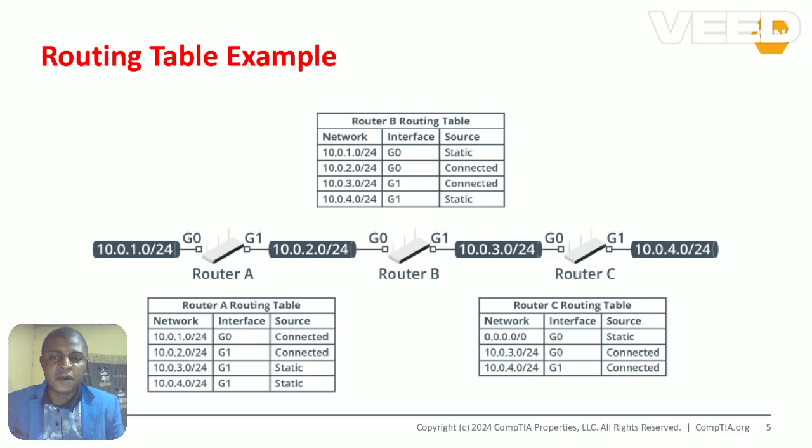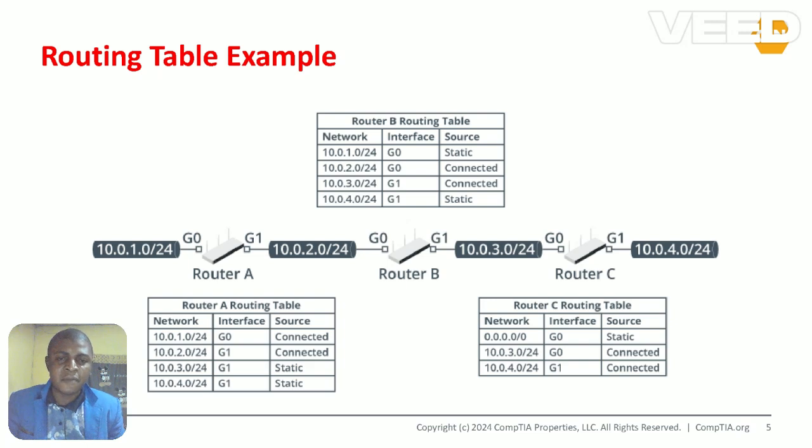You can see an example of a routing table now. We have router A, router B, and router C. For router A, in the table stated below, two IP addresses are connected to router A. That is, we said connected. What are these? 10.0.1.0/24 is connected to router A. Another one connected to the router is 10.0.2.0/24.